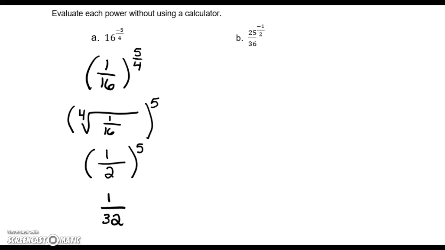So now moving on to example B here. So here we have 25 over 36 to the power of negative 1/2. So here, when we already have a fraction as our number, we just swap the numerator and the denominator to take the reciprocal. So our fraction becomes 36 over 25, and then we give it the positive exponent. So the positive 1/2.